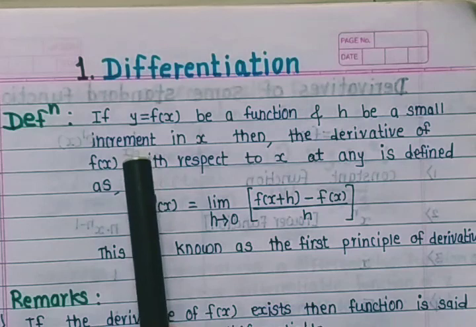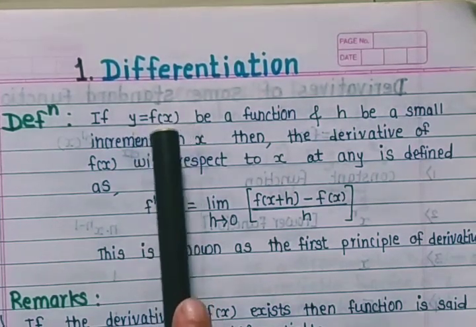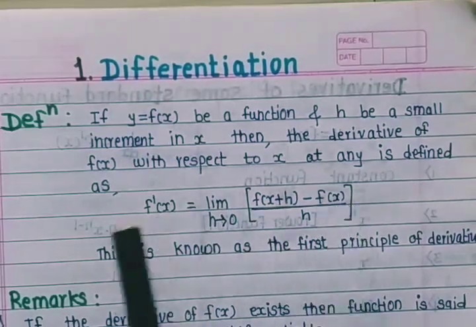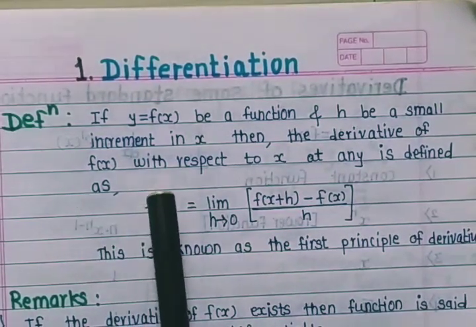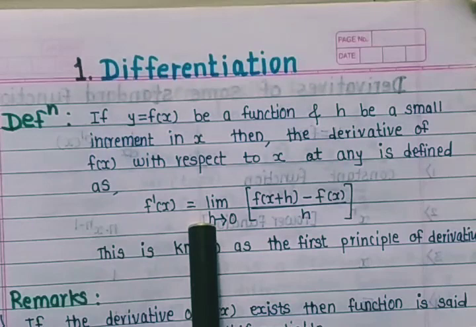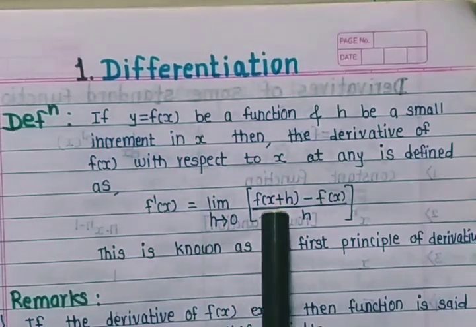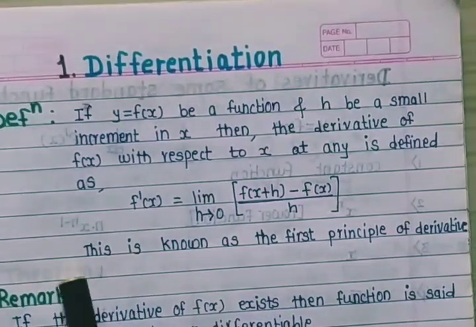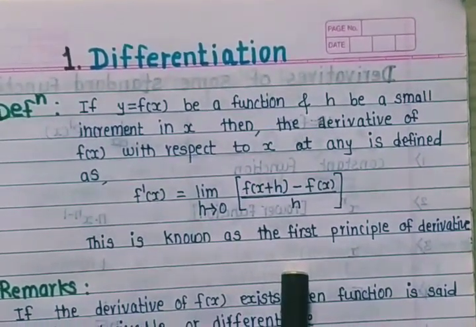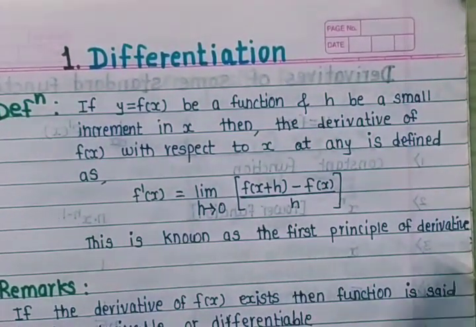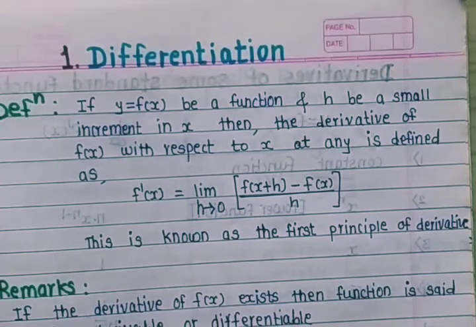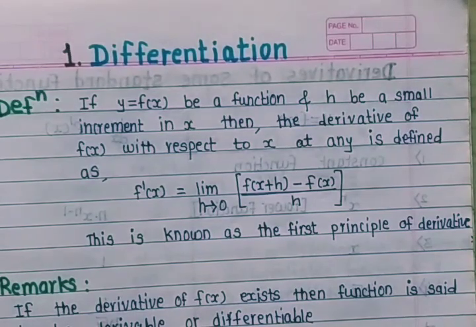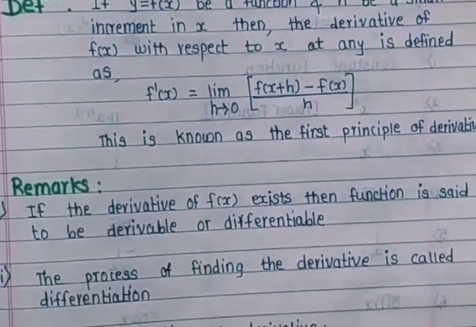Suppose we have to find derivative of y with respect to x at particular point x equal to a, then we have to replace every x by a. Therefore we can write here f dash of a is equal to limit h tends to 0 f of a plus h minus f of a divided by h. This is the first principle of derivative. In the last standard you have studied this first principle, and using this first principle you have solved some examples. Now let us see some remarks.